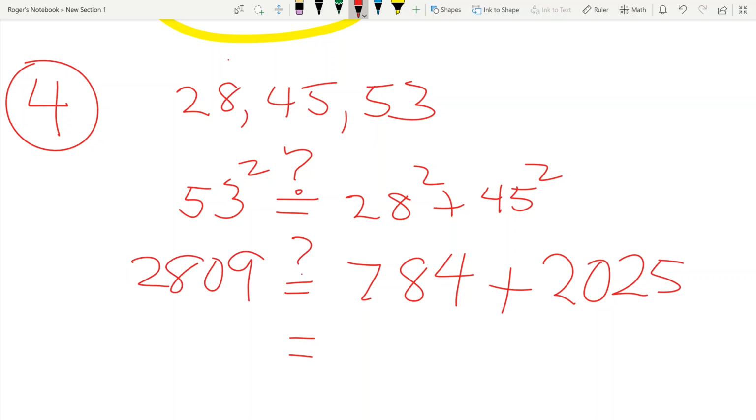Is the left equal to the right? That's the question. So is 2809 equal to 2025 plus 784? 2809.